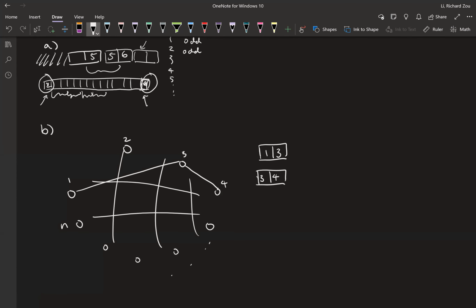So then let's go back to our question and ask exactly what the question is asking of us. Well, the question's asking if there's some arrangement of dominoes where each number from 1 to n appears twice.